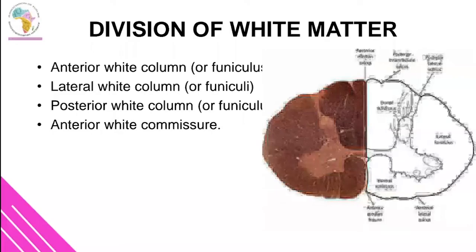So the white matter is further divided into the anterior column or funiculus. Like I said, a funiculus is just a bundle of myelinated nerve fibers, a funiculus or a column. Then it's further divided into the lateral white column, the posterior white column, and the anterior white commission. This is where decussations tend to happen.